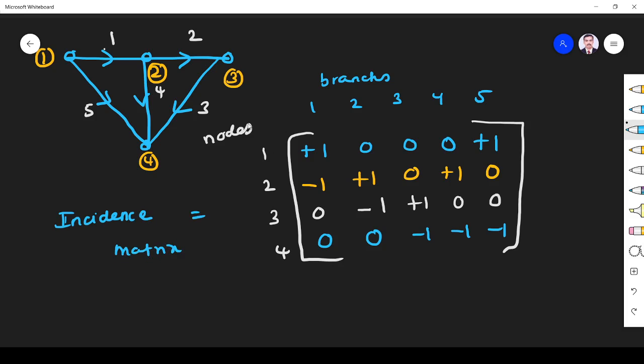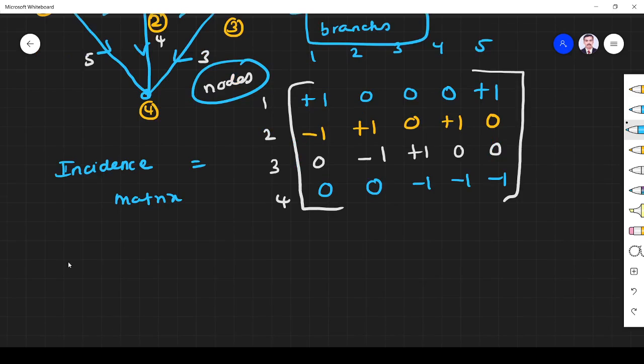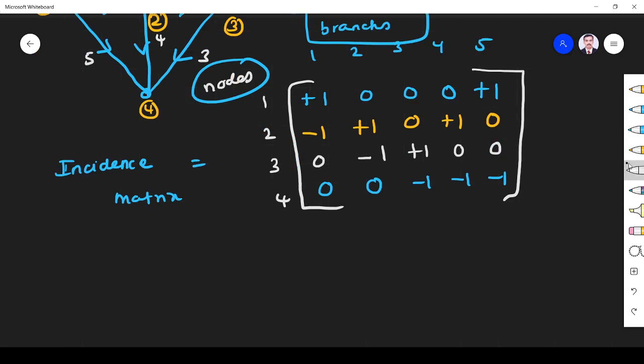So row represents nodes, column represents branch. Fine. So this matrix has some properties. What are those properties of incidence matrix?